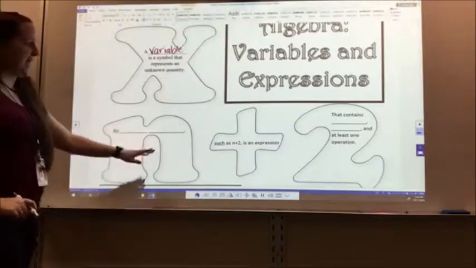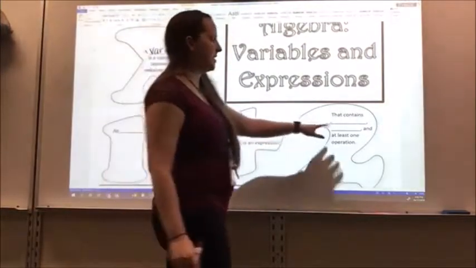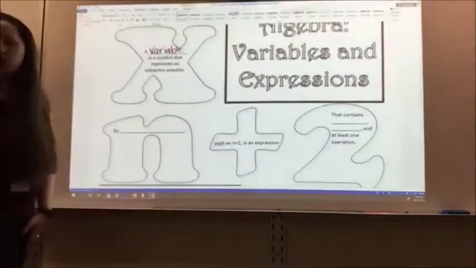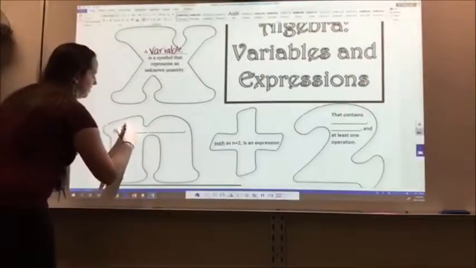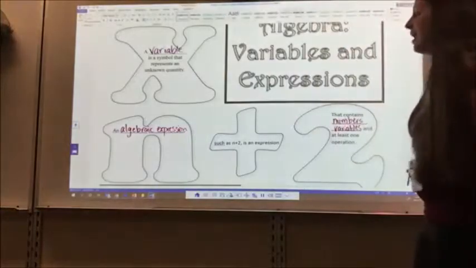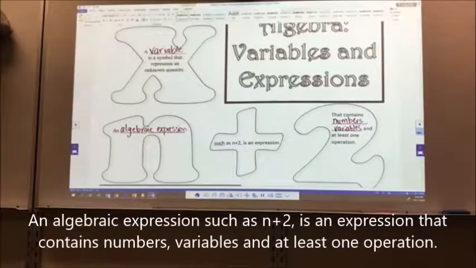A blank blank, such as n plus 2, is an expression that contains blank, blank, and at least one operation. In those blanks, you're going to write an algebraic expression, such as n plus 2, is an expression that contains numbers, variables, and at least one operation.